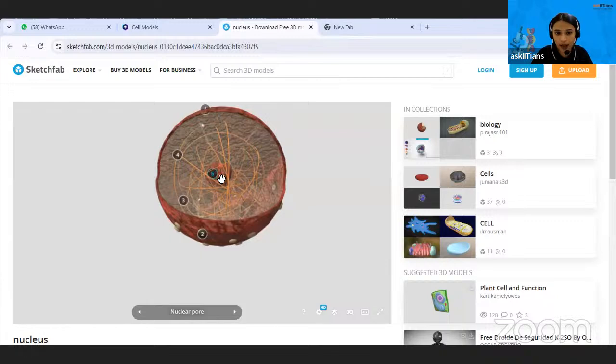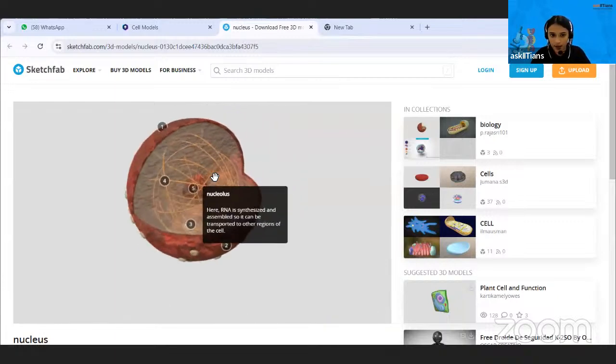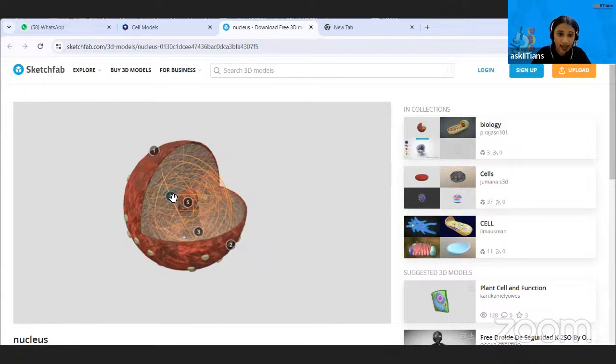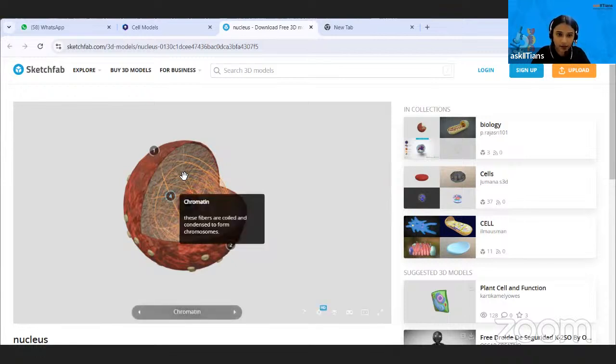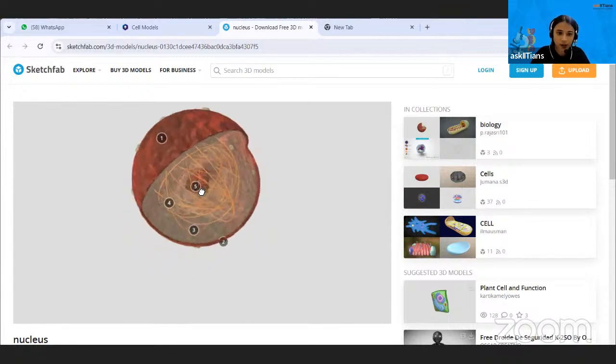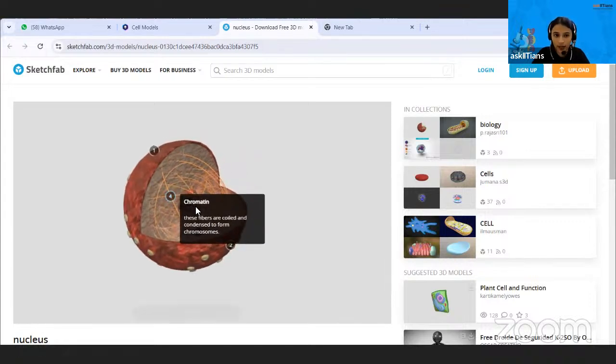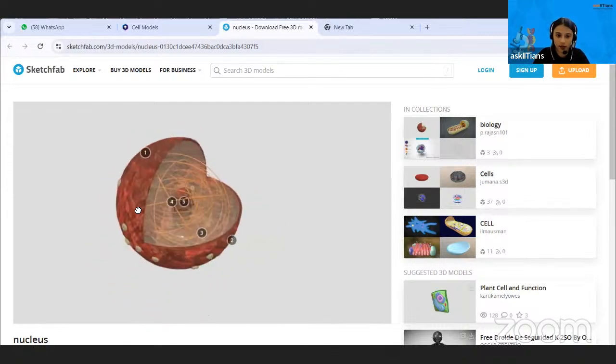And inside the nucleoplasm, two things are present. One is the nucleolus. Here the RNA is synthesized and assembled. And the other is fibers or thread-like structures present inside the nucleoplasm. This is basically the genetic material, which we call chromatin. These fibers are coiled and condensed to form chromosome. So this is the structure.